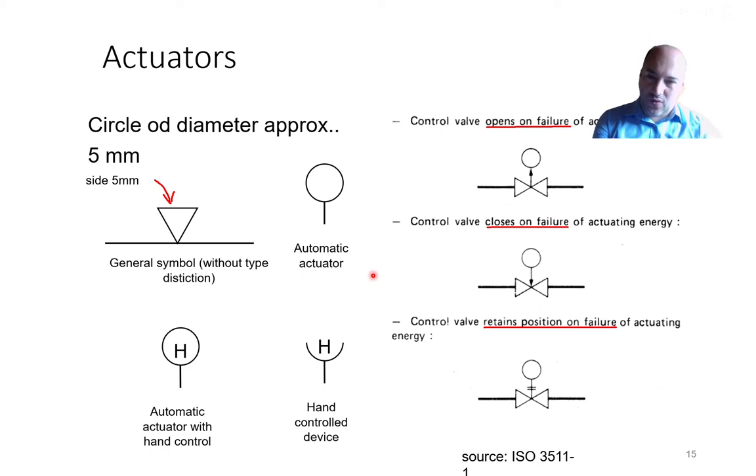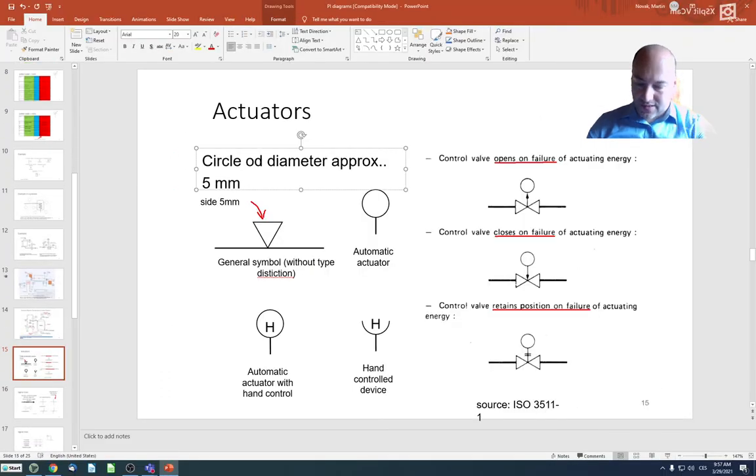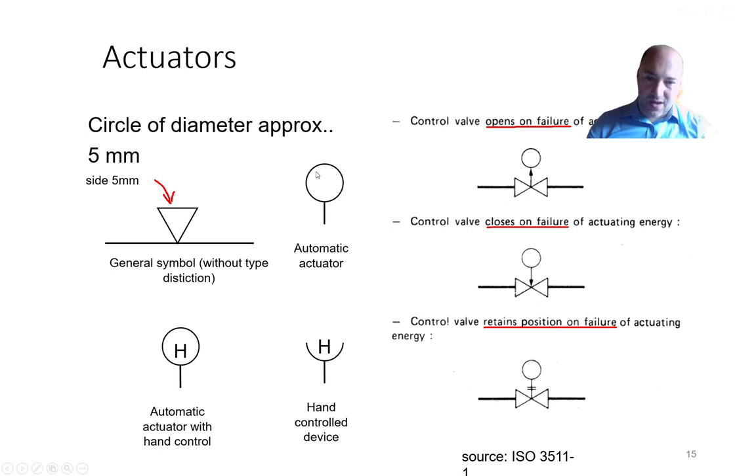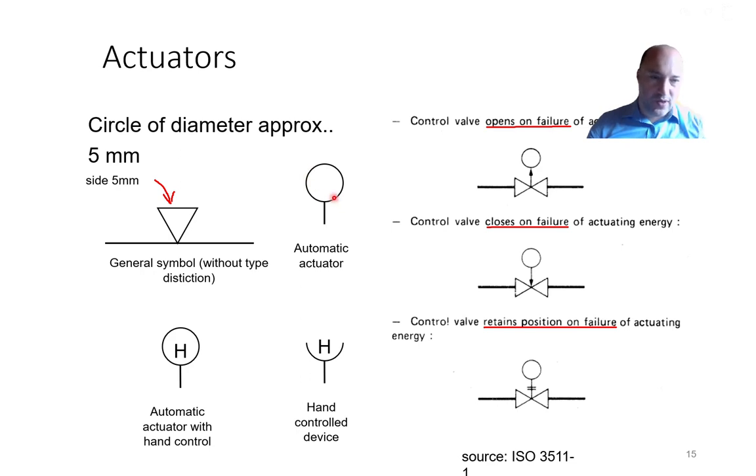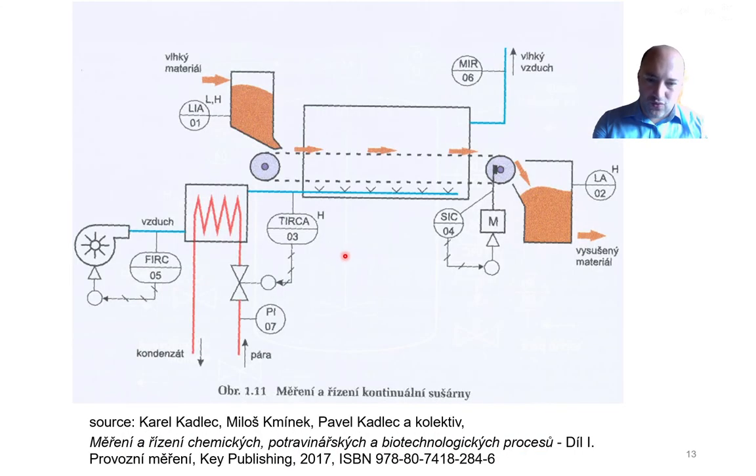Now let's have a few words about the actuators. The actuator is a circle that has a diameter of approximately 5 millimeters. So this is my actuator, and this circle means that this is an automatic actuator, like a servo valve, for example. If I go back here to some of my circuits, you can see this is a valve, and this circle is telling me that this is an automatic actuator, an automatic valve. So I feed in some signal, and it will mechanically control the valve in such a way that I have the desired output of my variable.